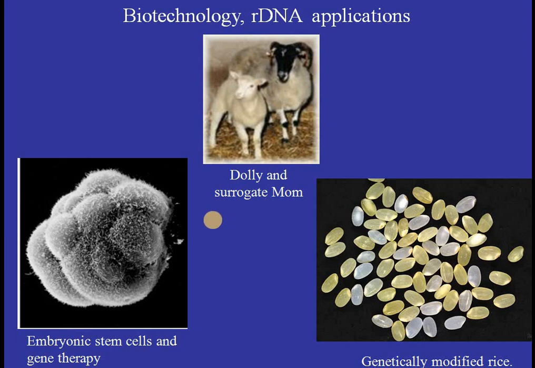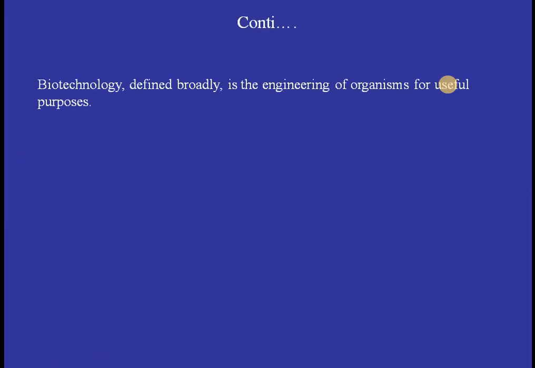So these are Dolly, the first transgenic animal, and golden rice with vitamin A content. And this is embryonic stem cells, which are used in gene therapy. These are the three applications of recombinant DNA technology or genetic engineering.